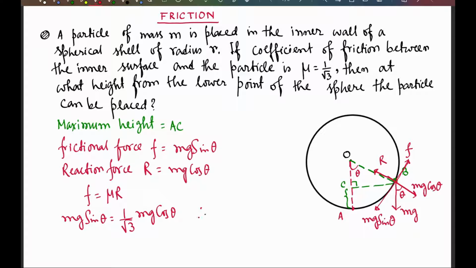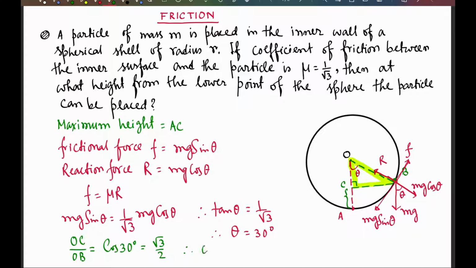Therefore, tan theta is equal to 1 by root 3. Therefore, theta is equal to 30 degrees. Now we want to calculate AC from this triangle OBC. OC by OB, this is base by hypotenuse. This is cos 30 degrees. This is root 3 by 2.